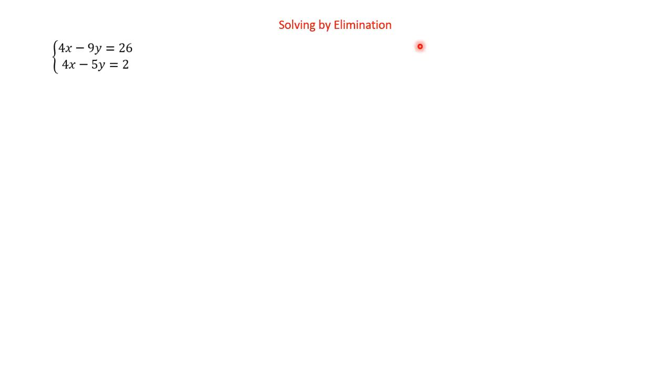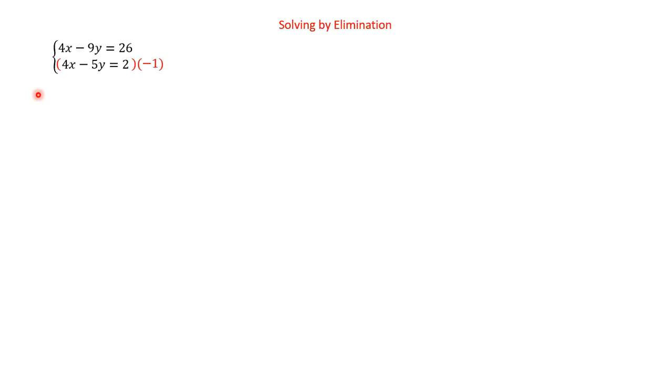So to solve by elimination, we have our two equations, 4x minus 9y equals 26, 4x minus 5y equals 2. We need one of our variables to have the same number in front of it, except one's positive, one's negative. We almost have it here with 4s. We just need to make one of them negative. So let's multiply one of them by negative 1. It does not matter which one we choose. I'm going to choose the bottom one.